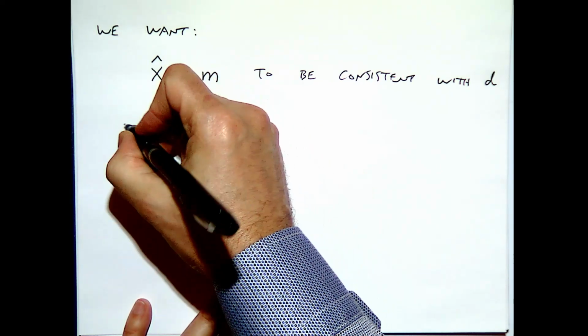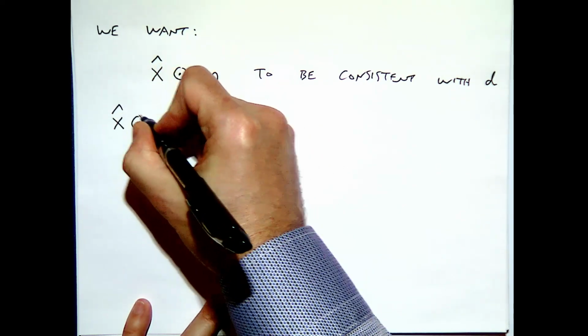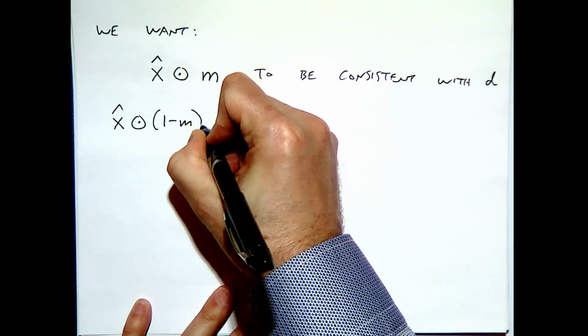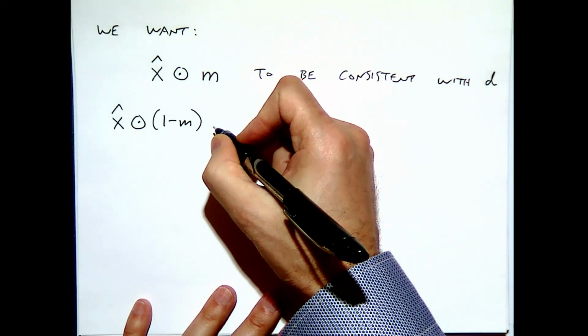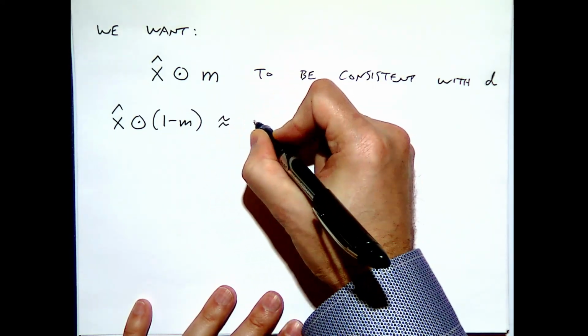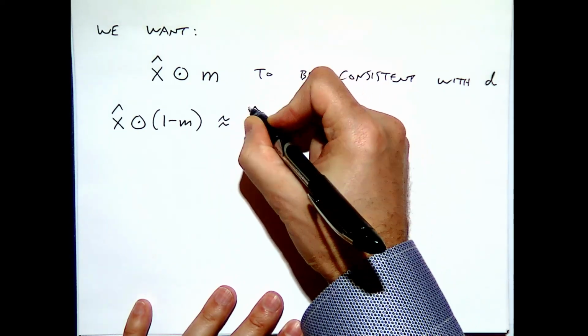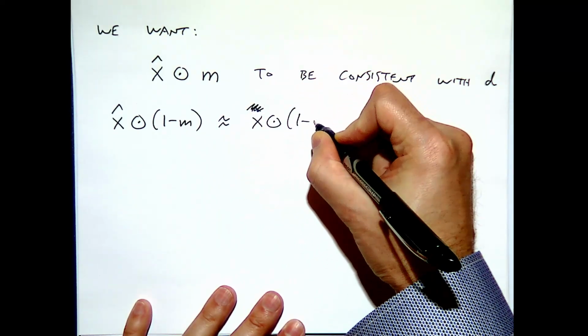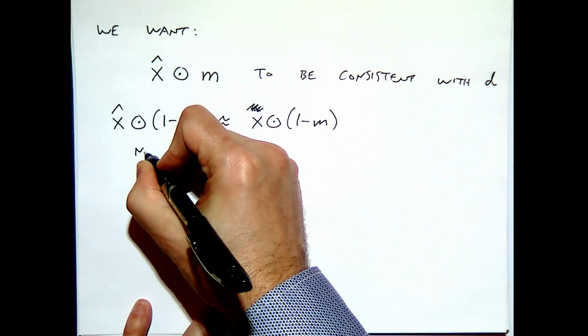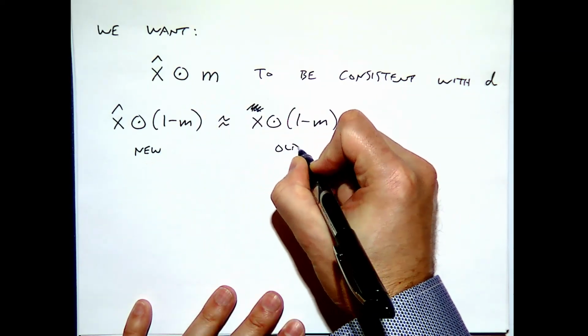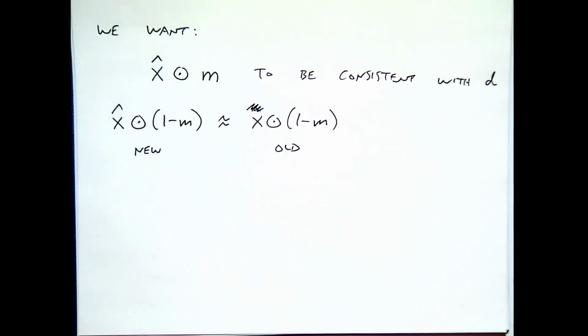And if I look at 1 minus M, that's everything but the inpainting region. This rest of it should be more or less the same as the original image. So this is the new, and this is the old. And then we want a seamless transition between those two regions.